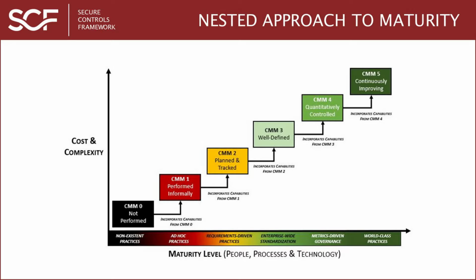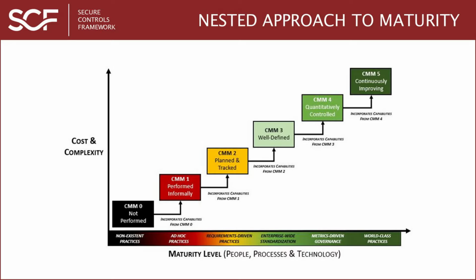The CPCM draws upon the high-level structure of the System Security Engineering Capability Maturity Model version 2, abbreviated as SSECMM, since we felt it was the best model to demonstrate varying levels of maturity for people, processes, and technology at a control level. The 6 CPCMM levels are CMM0, not performed; CMM1, performed informally; CMM2, planned and tracked; CMM3, well-defined; CMM4, quantitatively controlled; and CMM5, continuously improving.